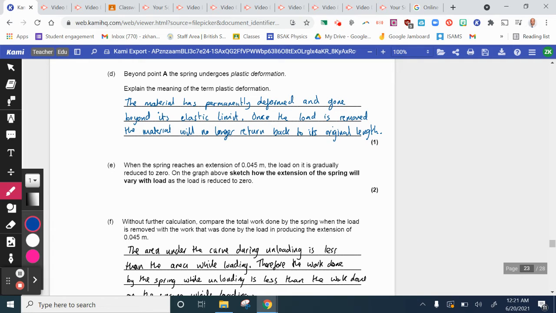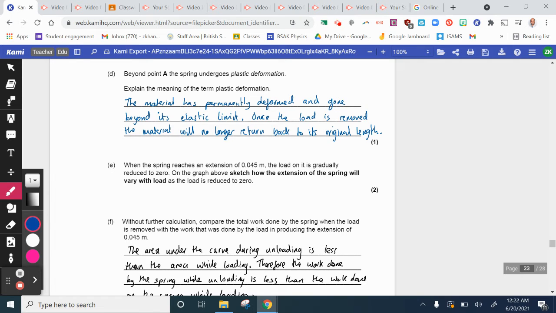Well, if a material is under tension and a load is on it and it's being extended and stretched, there will be a point that it will reach, and that is known as the elastic limit. And if it goes beyond the elastic limit, and extends beyond the elastic limit, it will not return back to its original length. And any region beyond the elastic limit is known as the plastic deformation. So the material has permanently deformed and gone beyond this elastic limit. That is the plastic region.